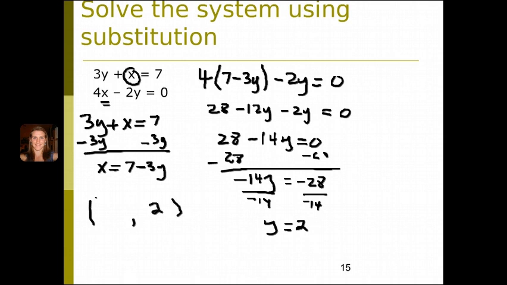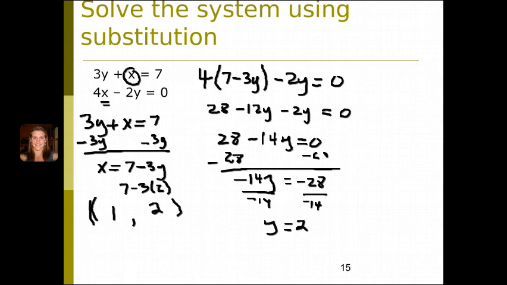Okay, so now we're going to plug in y equals 2 into the equation of x equals 7 minus 3y. So we get 7 minus 3 times 2. 3 times 2 is 6. 7 minus 6 is 1. So x equals 1. Again, your final step is to plug in your solution into both equations.